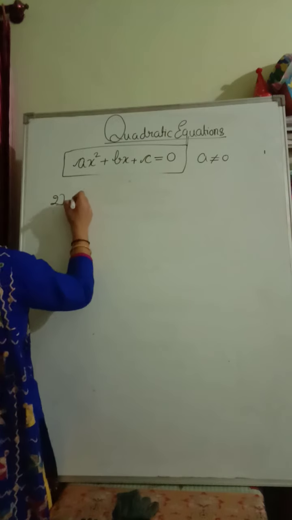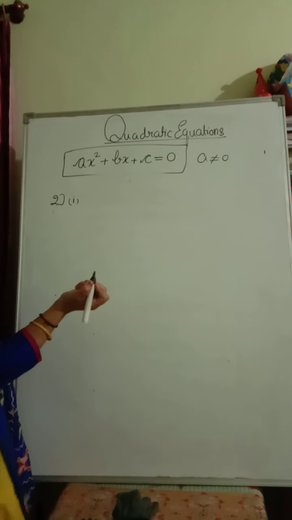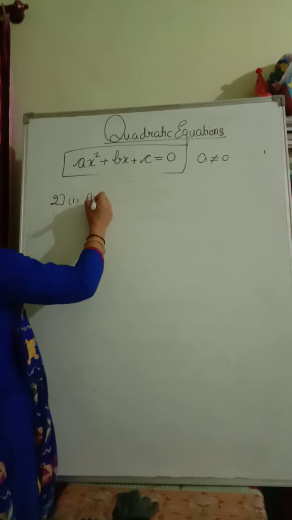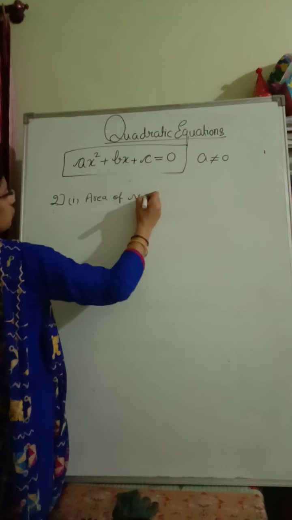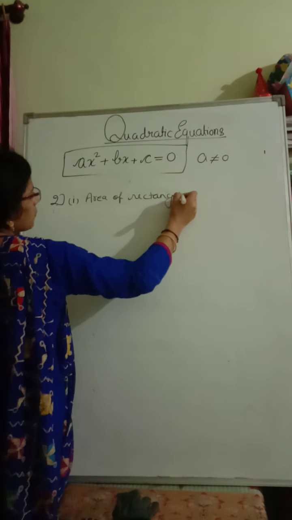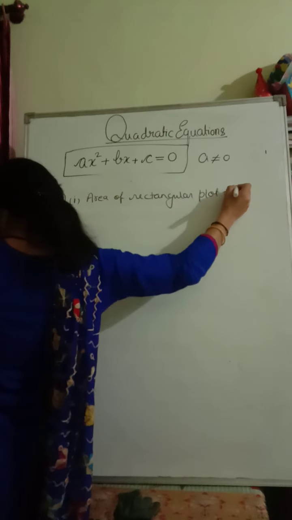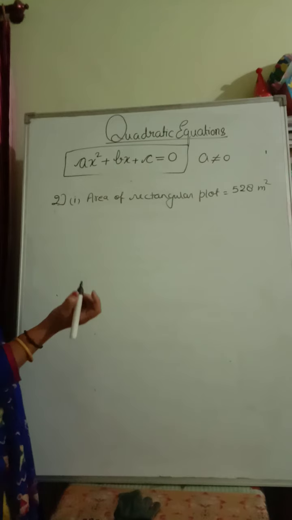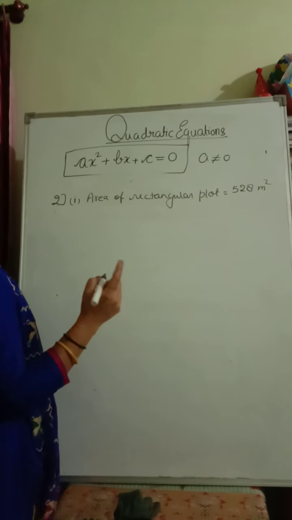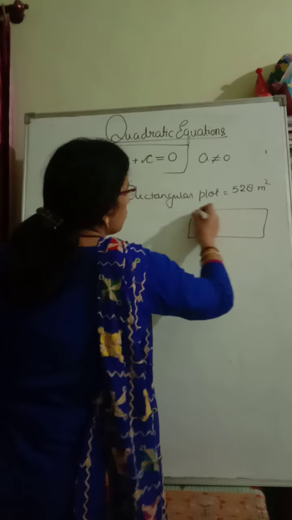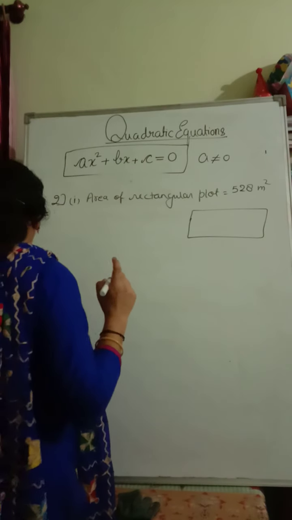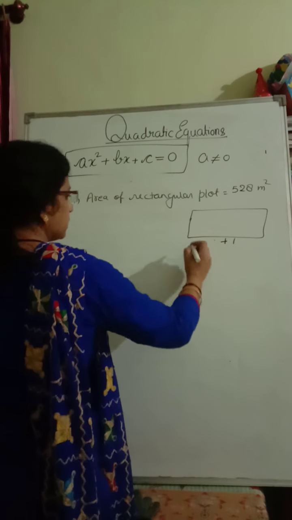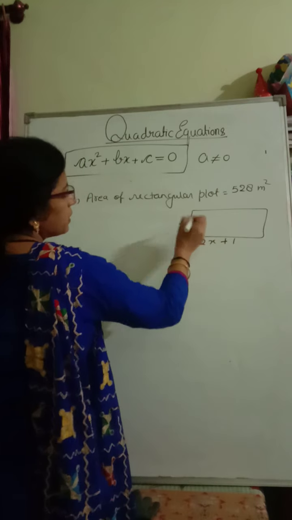See, question number 2 has parts. This is the first part. The area of a rectangular plot is 528 meter square. So I am writing: area of rectangular plot is 528 meter square. The length of the plot is 1 more than twice its breadth. So, if it is a rectangular plot, let the breadth be x.